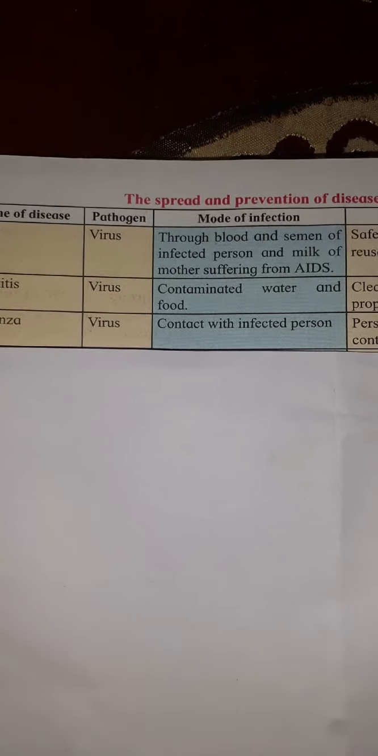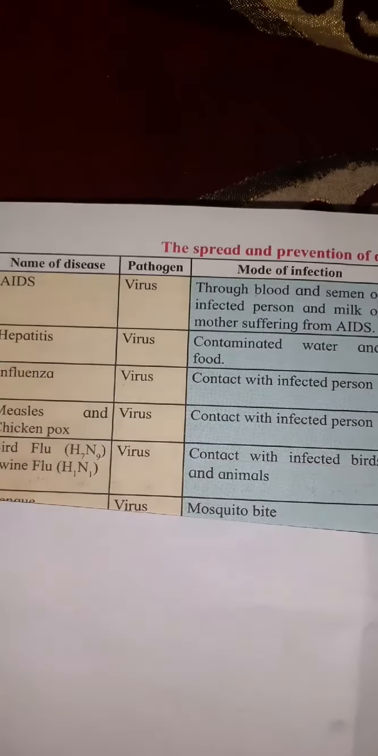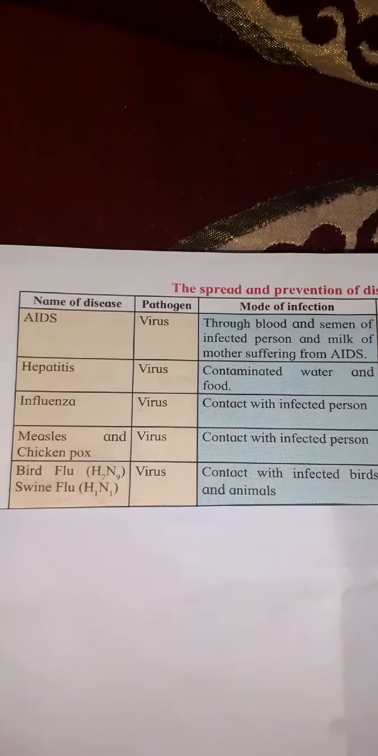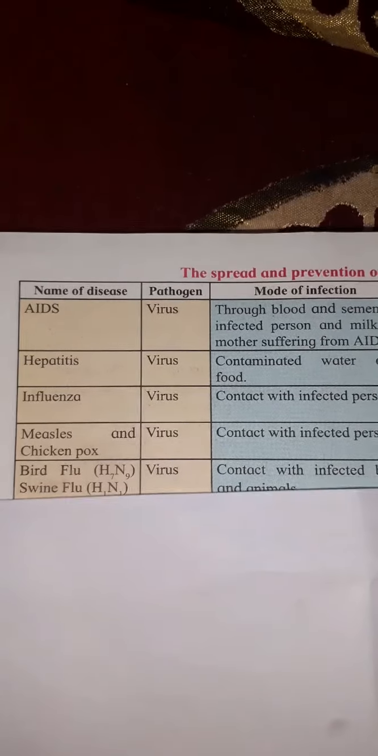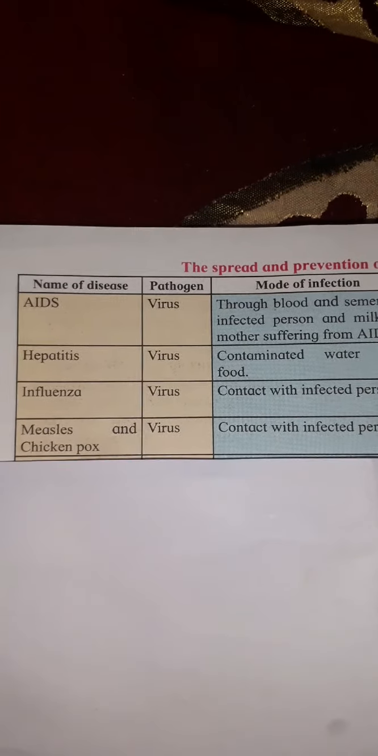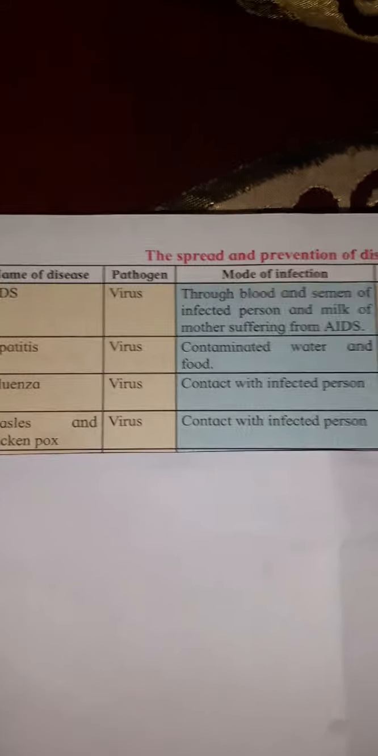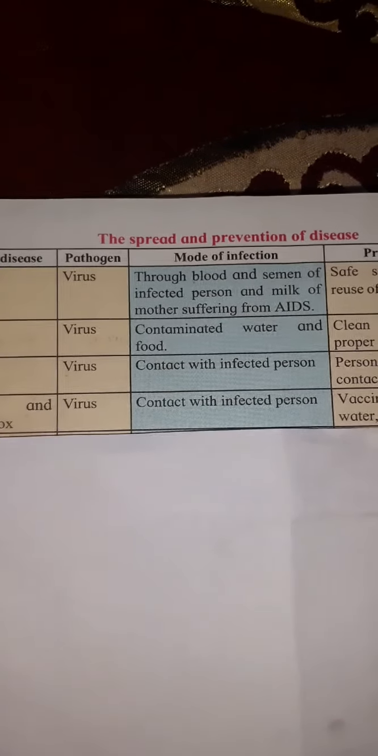The next disease is influenza. The pathogen again is a virus. How does the influenza virus spread? Through contact with an infected person. So personal hygiene has to be maintained, and try to avoid contact with an infected person. The next example of disease is bird flu, measles and chickenpox. Both are spread through viruses, and the mode of infection is contact with the infected person.